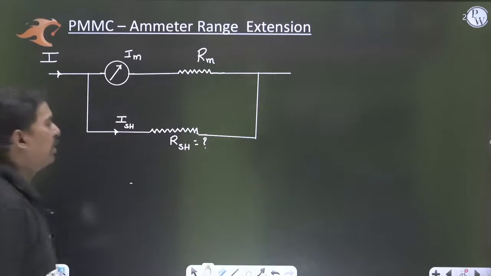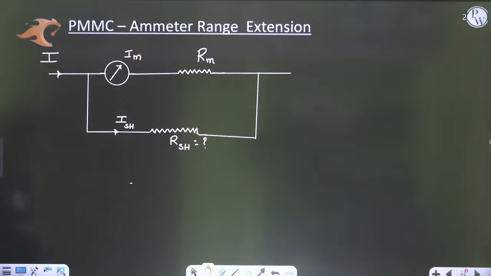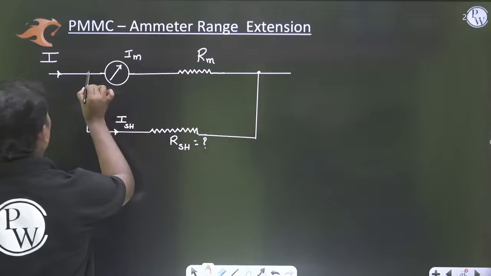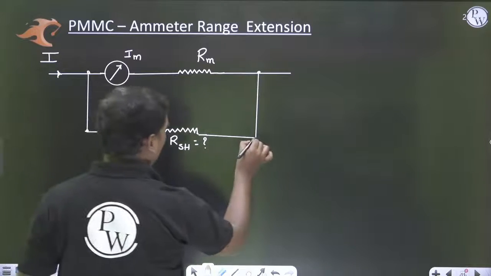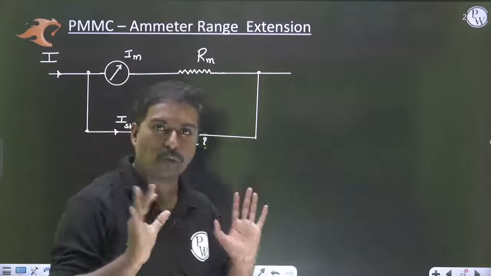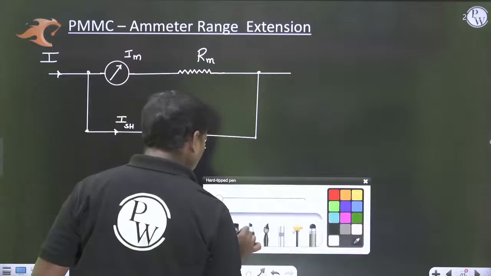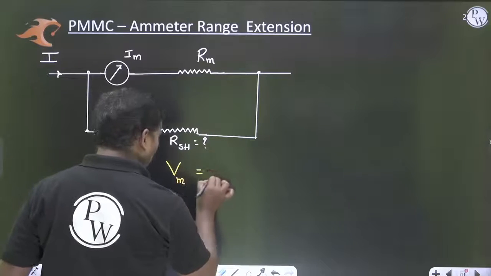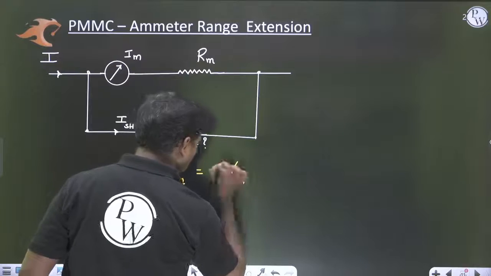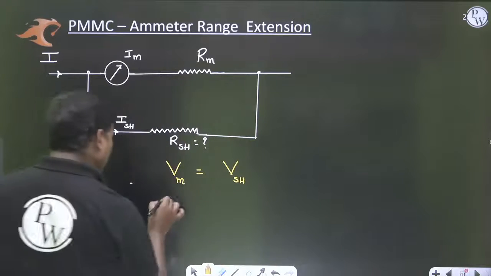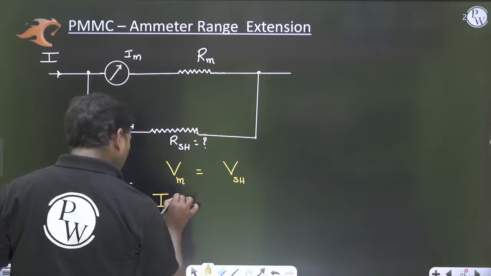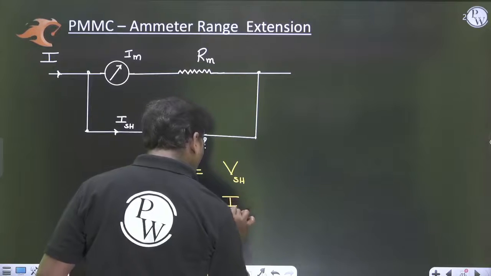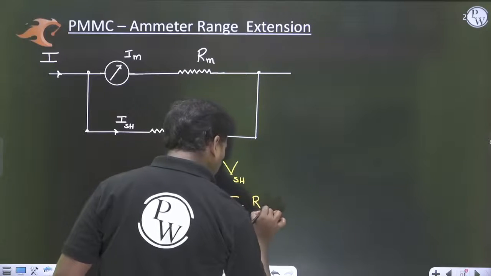So what I want to know is the shunt resistance. How to find out the shunt resistance expression? If you see this particular node, the voltage across the meter, Im Rm, and the voltage across this particular shunt, both are same, right? So what I can write here, the voltage at the meter and voltage at the shunt, both are same. The voltage at the meter I can write as Im into Rm, and the voltage at the shunt I can write as ISH into RSH.